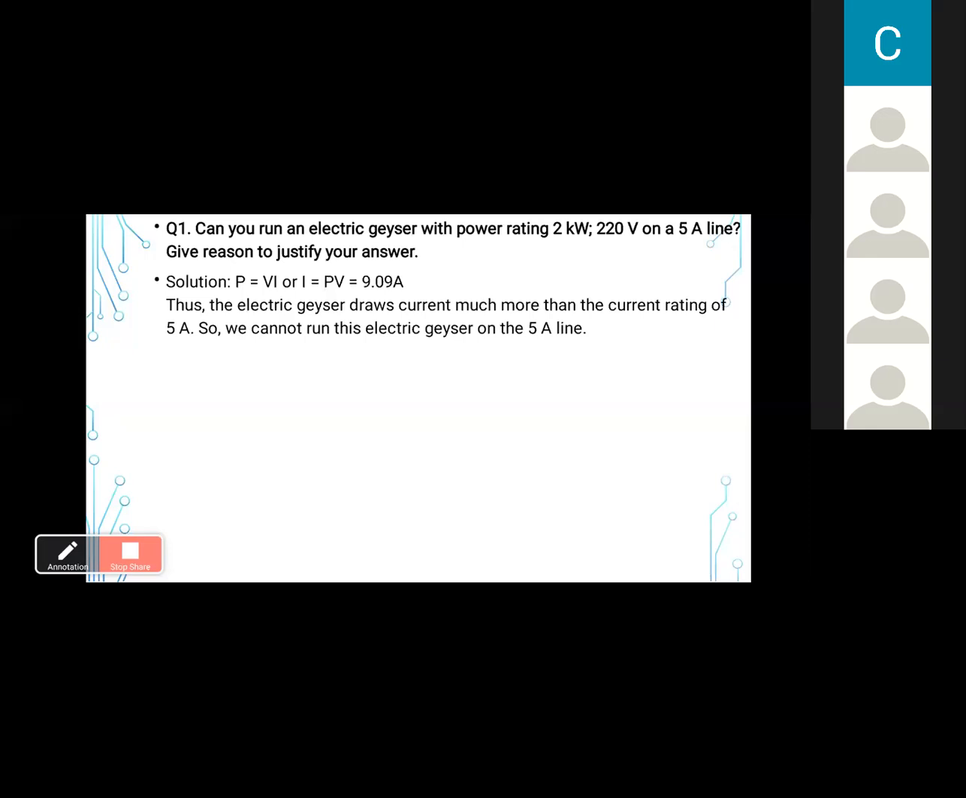Getting this? Because the current rating of the line is given to me as 5 amperes, and the current drawn by the geyser I'm getting as 9.09 amperes, which is obviously more than 5 amperes. That means I cannot run that geyser on that line. Otherwise, it will get overloaded. The wire's maximum rating is 5 ampere only. If I run the geyser on it, the wire will melt, because it cannot draw more than that. It will melt after some time.